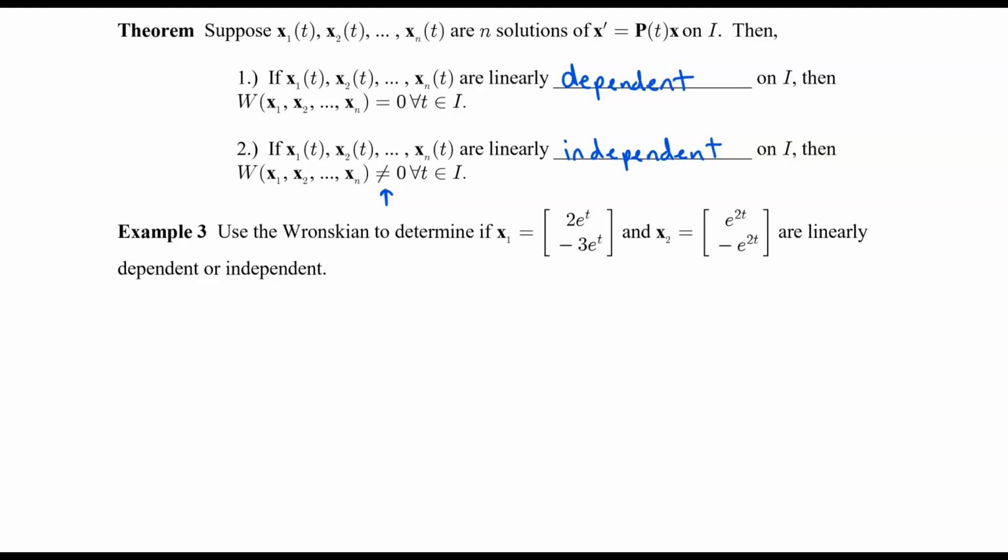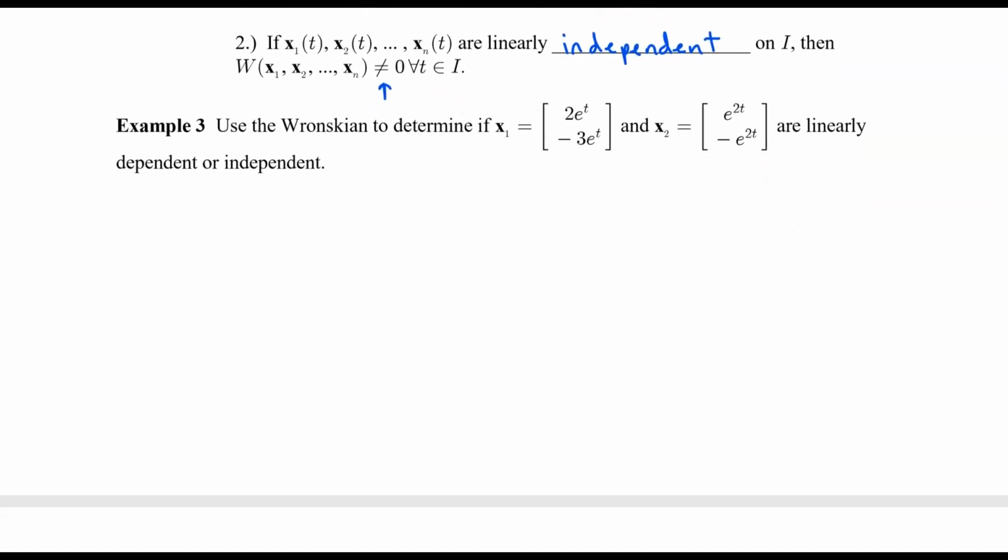Use the Wronskian to determine if x sub 1 and x sub 2 are linearly dependent or independent. Notice these are the two vectors that we've been working with. So we're going to use the Wronskian. Now, just by looking and using your intuition, do you think that those two vectors are dependent or independent? Did you say independent? If you said independent, you would be correct, because neither of those is a scalar multiple of the other. Notice the exponents on the e's are different in each spot, so these are going to be linearly independent. But let's show that with the Wronskian.